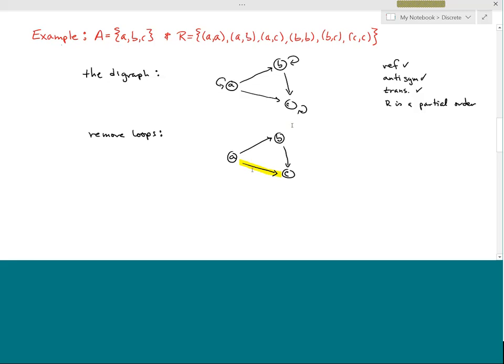Notice we removed all the loops, so we don't even have to have them clutter up the idea here. So length 2, A to B to C. The shortcut was just A to C. Notice there's no other length 2 path in this adjusted digraph.